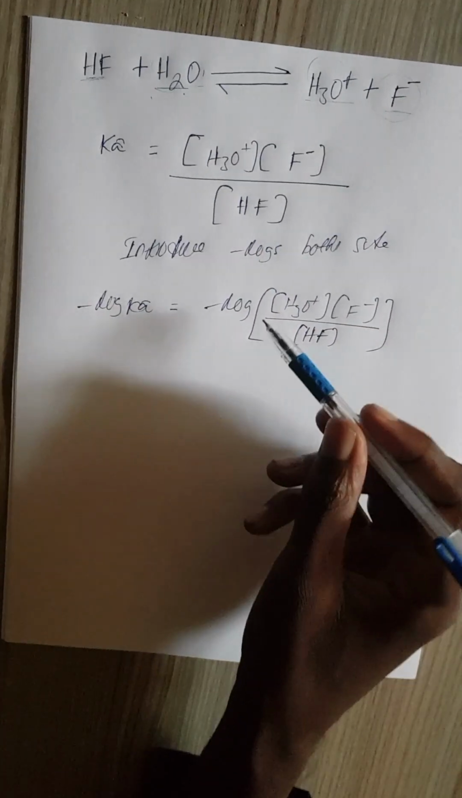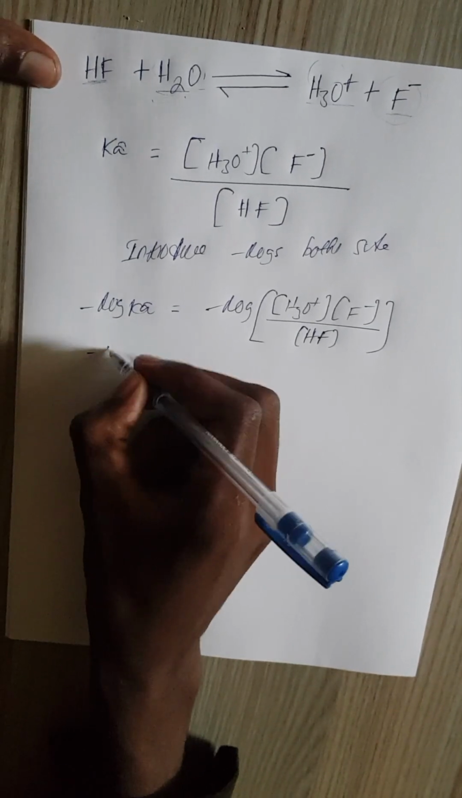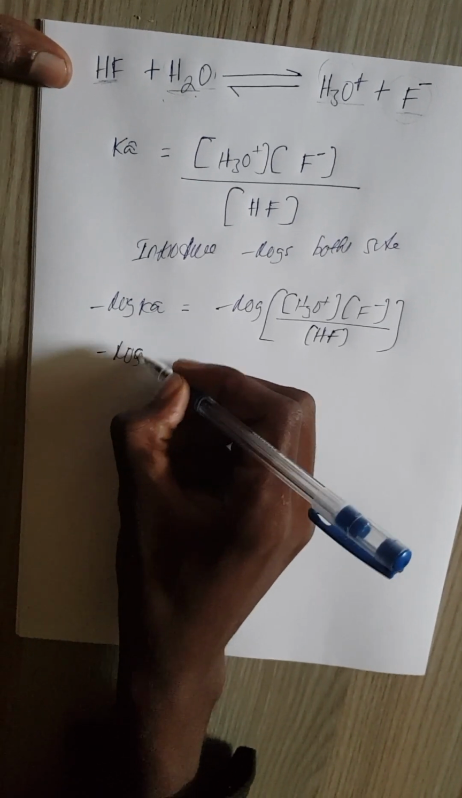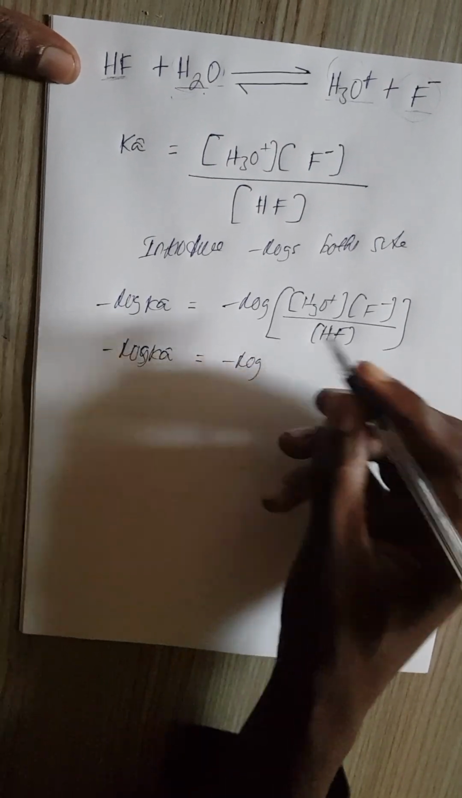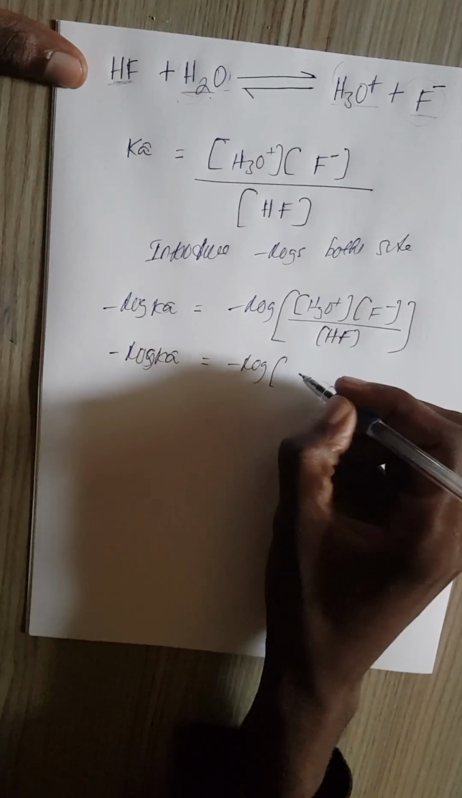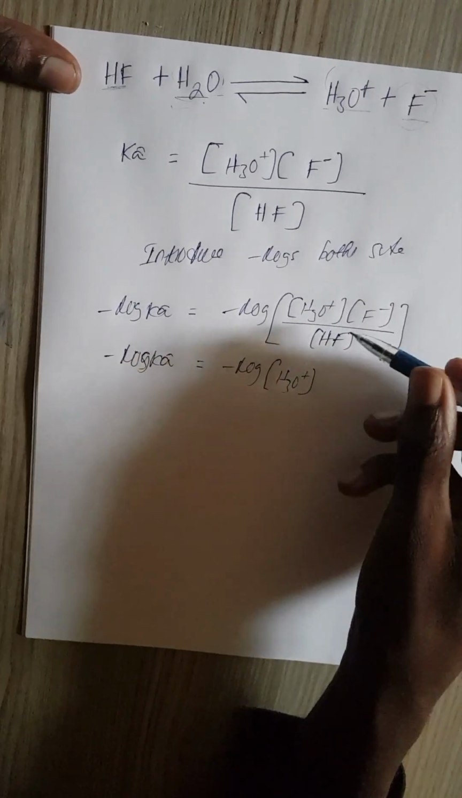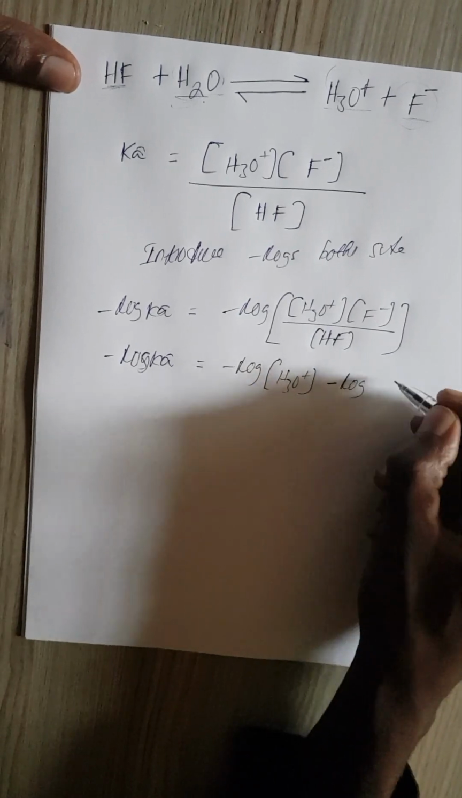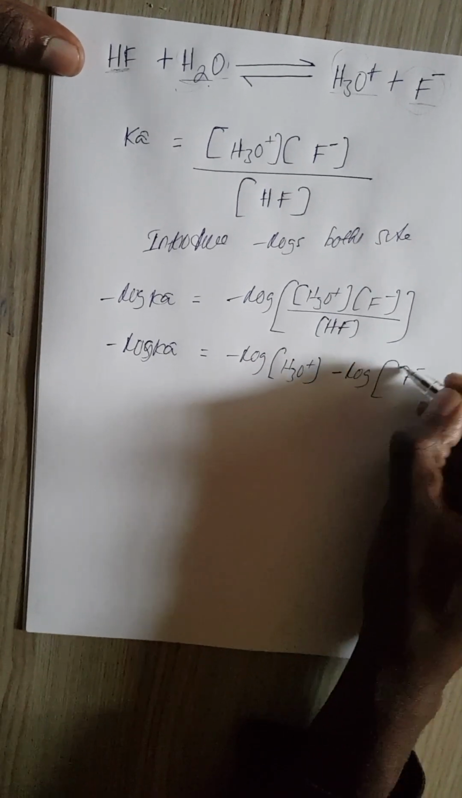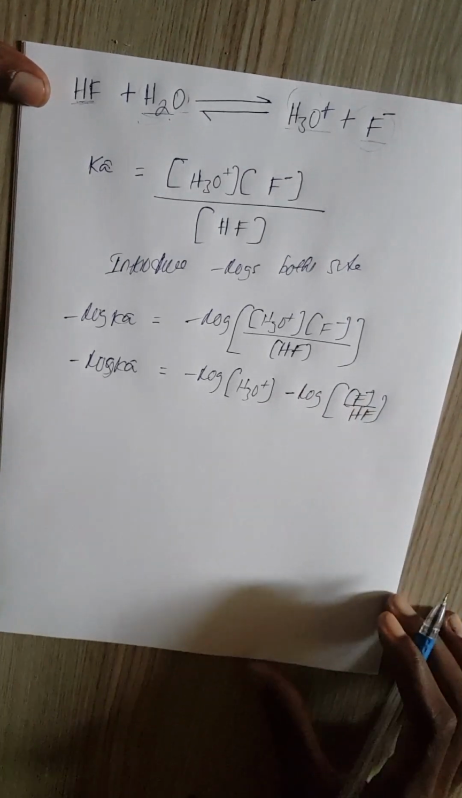Then from there we are going to split this one. We know the property of log can help us split this into different parts. So we're going to have negative log of Ka equals negative log of hydronium ion, plus, since there is a division here, we subtract, minus negative log of fluoride ion over hydrofluoric acid, as in your case.